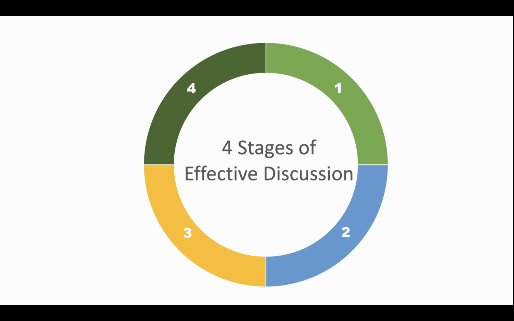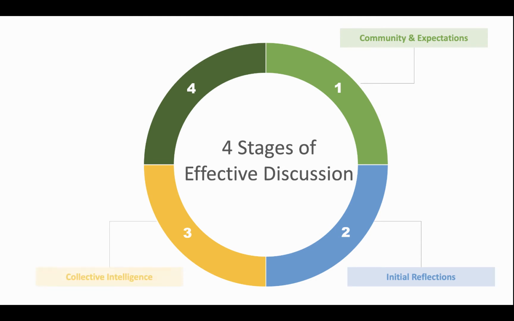In order to have an engaging online discussion experience, we need to first understand the 4 stages students go through in an effective online discussion experience. Stage 1. Community and expectations. Stage 2. Initial reflections. Stage 3. Collective intelligence. And the final stage, final reflections.